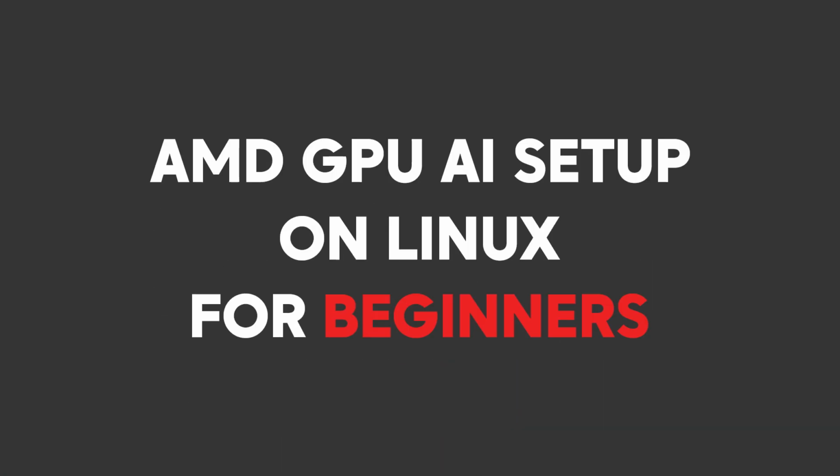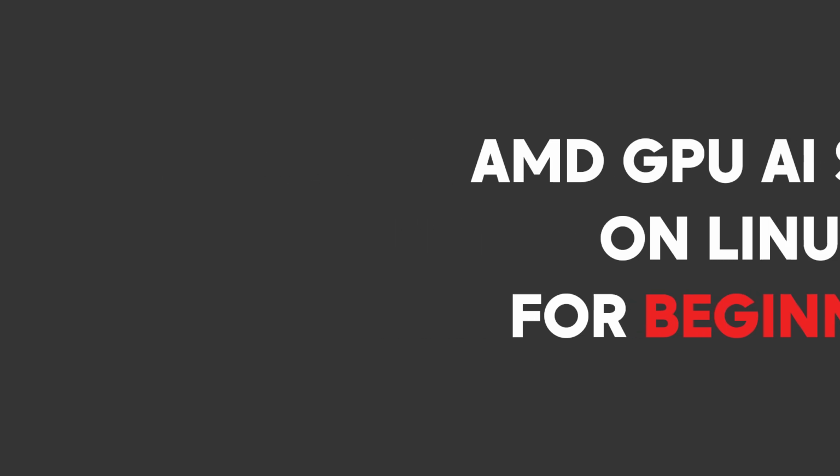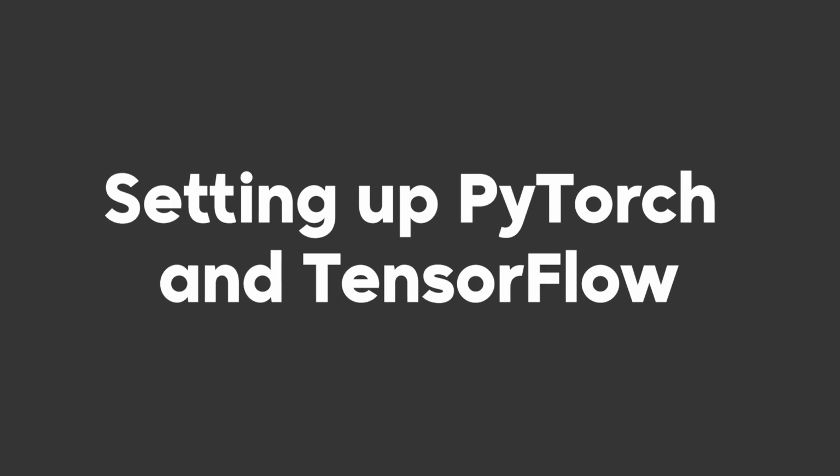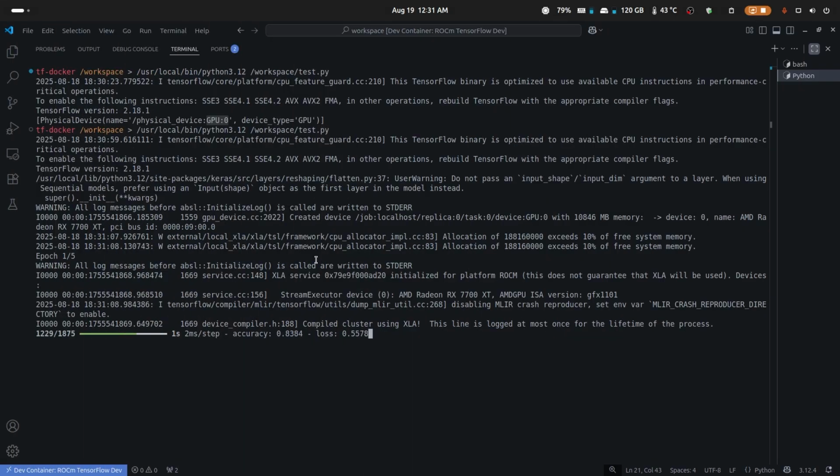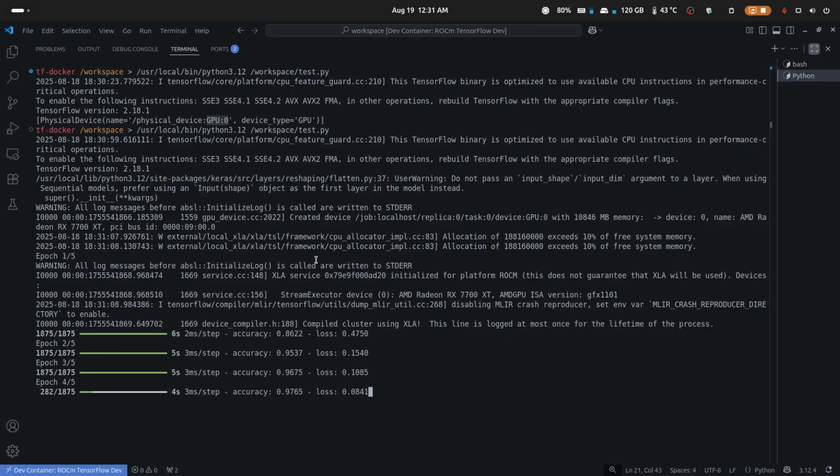This guide is designed to walk you through the entire process step by step, from installing ROCm, setting up PyTorch and TensorFlow, to creating a fully working AI development environment inside Docker and VS Code. By the end, you'll have your AMD GPU fully unlocked for deep learning development.